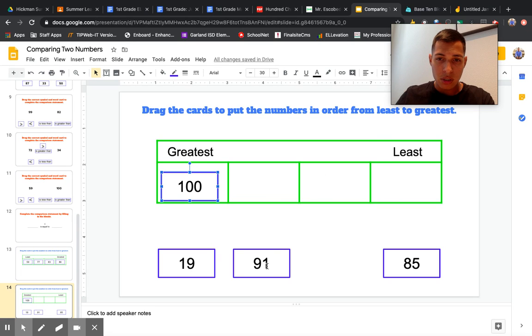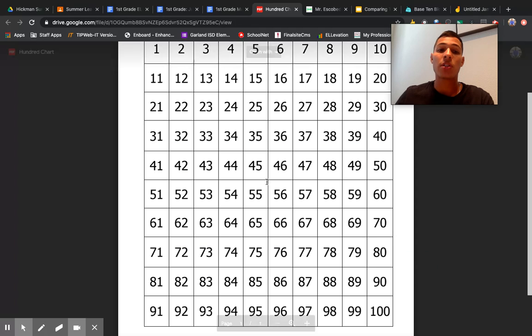Right? So compare these numbers. 19, we know right away 19 is smaller than both 91 and 85. We're confused about 91 and 85. Let's go to our hundreds chart and see which one comes first.